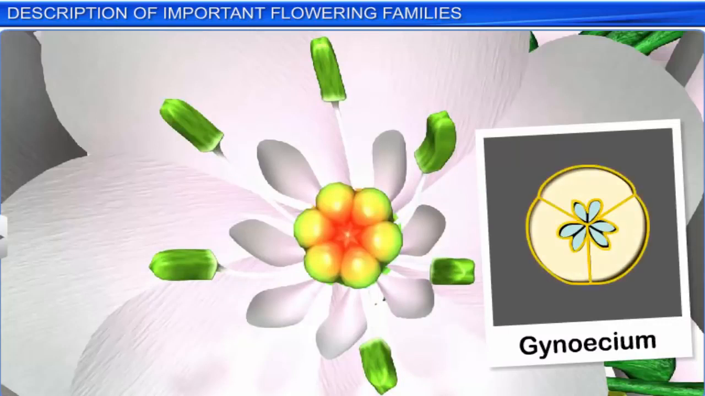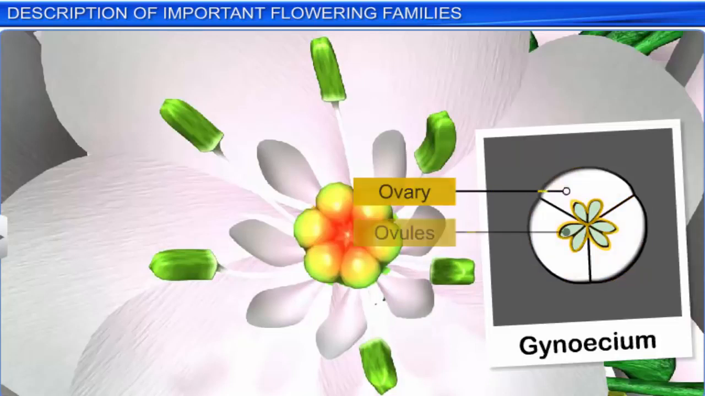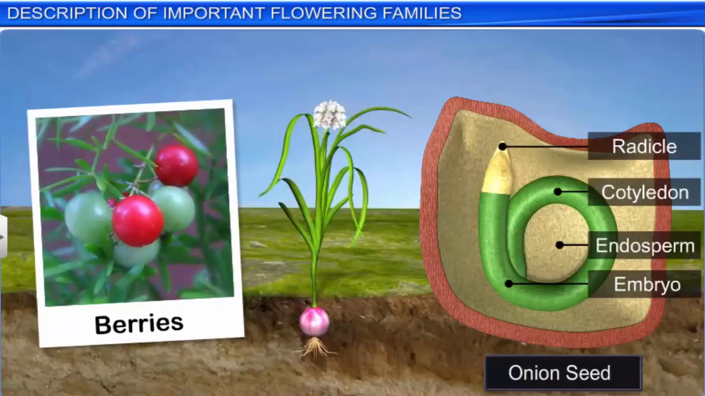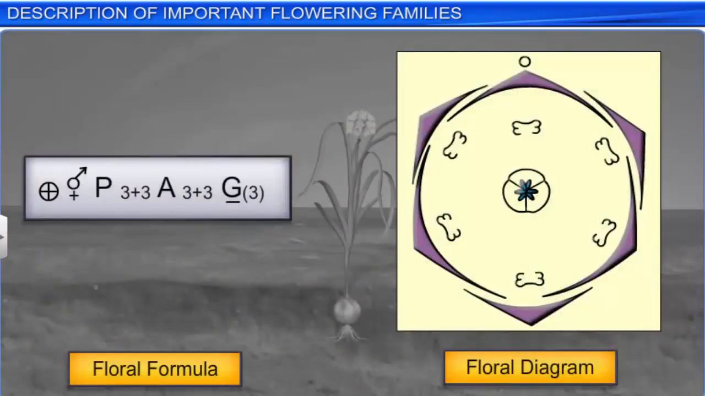The ovary is superior and trilocular, with many ovules arranged in axile placentation. Fruits belonging to this family are generally capsules and are rarely berries, while the seeds are endospermous. The floral formula and the floral diagram of the Liliaceae family are as shown.